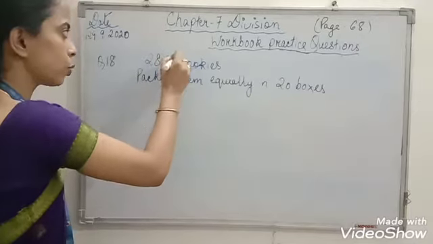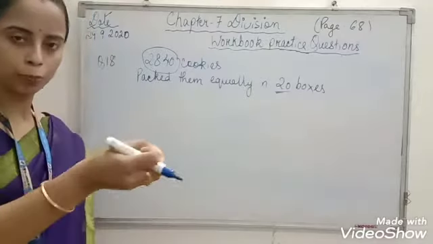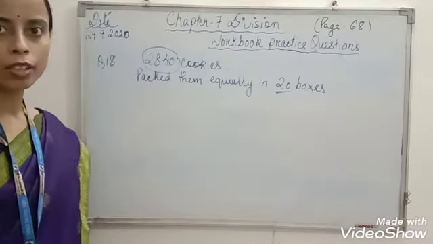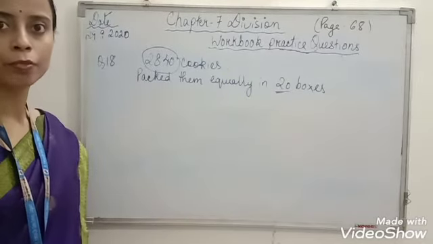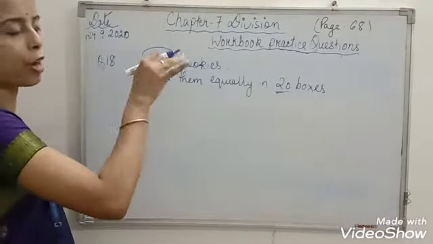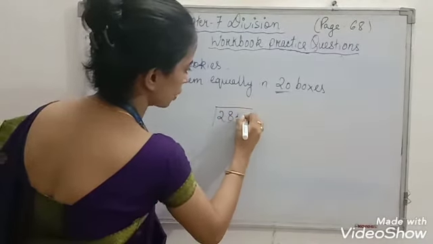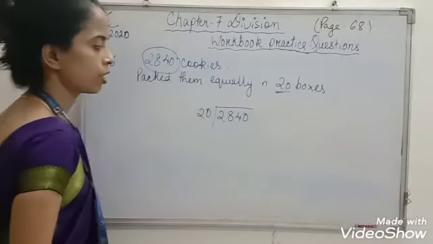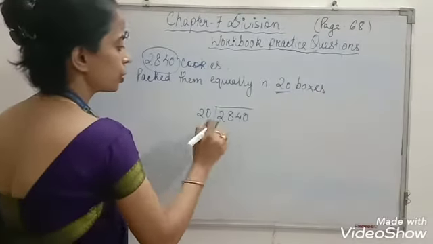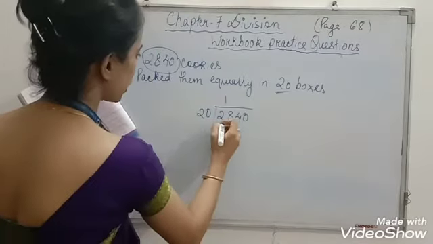As it is given, this is the total number of cookies that are packed. It is equally packed in 20 boxes. But first, we are going to find out how many cookies are in one box. Then we will see if there are any left that are unpacked. To find the number of cookies packed in one box, we have to divide. So let's do 2840 divided by 20. We will take 28. So 20 into 1, 20.